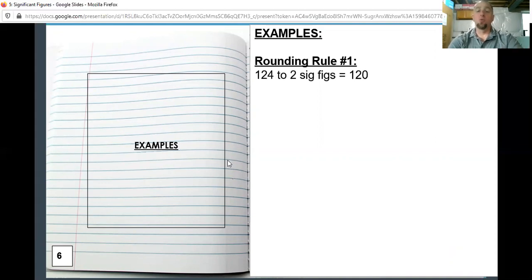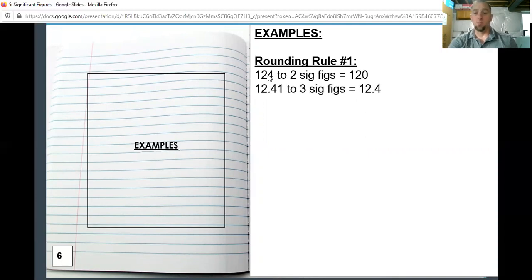If I have 124 and I'm rounding that to 2 significant digits, the second significant digit is the 2. So I want to look one place to the right of that, which is 4, and round it. If it's less than 5, I drop it and replace it with a 0. So my answer is going to be 120 there.